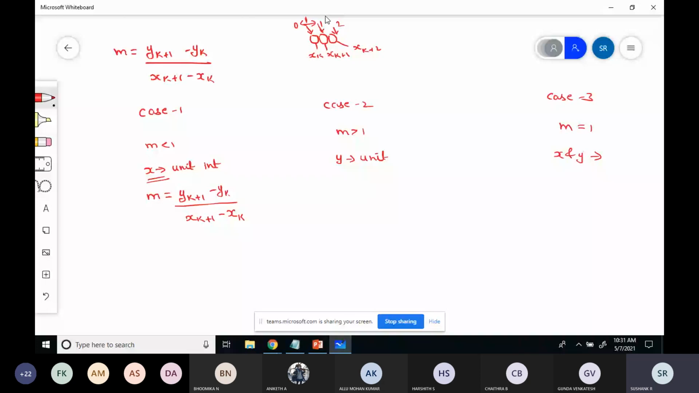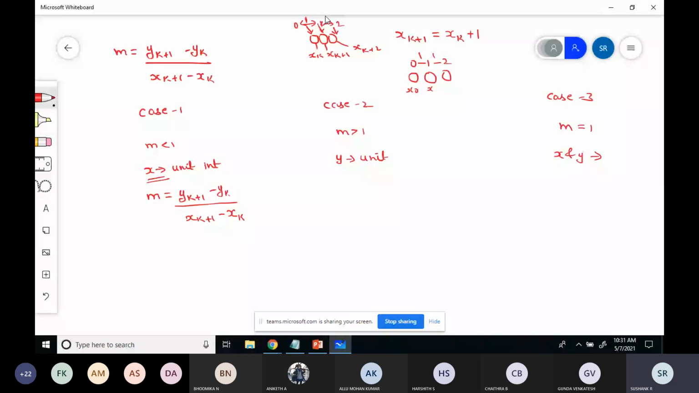So you can write x of k plus 1 as x of k plus 1, because the difference between these two is only 1. The difference between any two pixels will be 1. So if I take this as 0, 1, 2, if I want to represent x1, how can I write it?